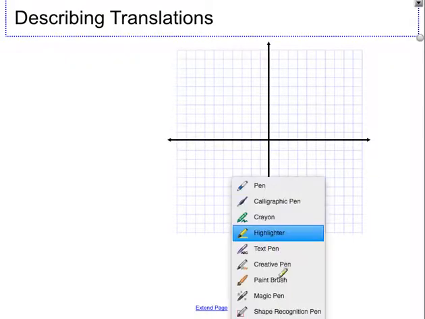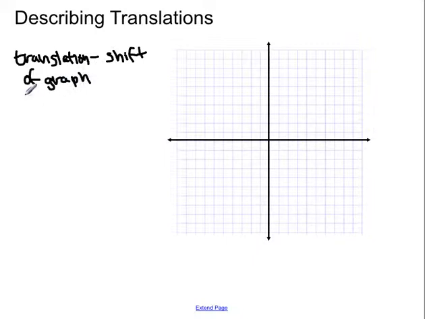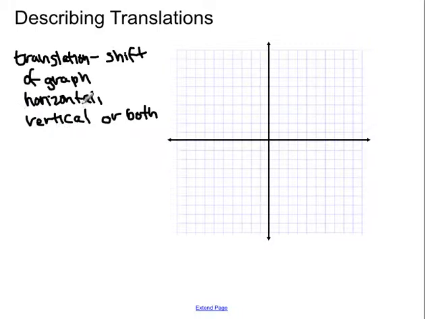Okay, so now we're going to start taking these graphs and we're going to do what's called a translation. Okay, let's define exactly what a translation is. Okay, a translation is a shift of a graph that is horizontal, vertical, or both. Okay, so we're going to just start off looking at vertical translations in this video, then we're going to look at horizontal, and then we'll look at when we combine them together.